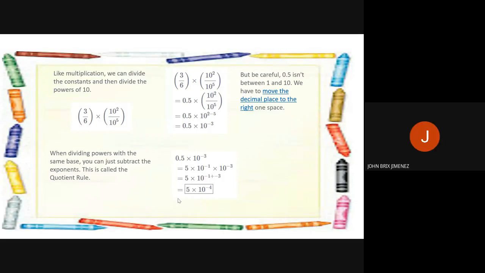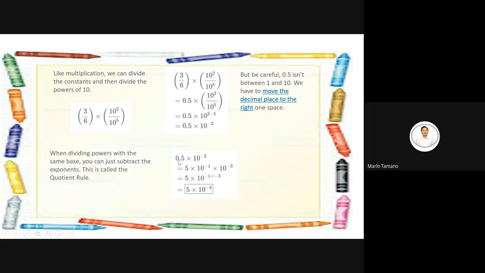Hindi na natin i-subtract. Pag ganyan, yung i-move natin yung decimal point papunta sa left, sa right naman po ay minus. Kanina papunta sa kaliwa or left, plus. Ngayon, negative 3 plus negative 1. Ano ang sagot? Negative 4 po. Okay, so ito na po yung ating final answer: 5 times 10 to the negative 4.